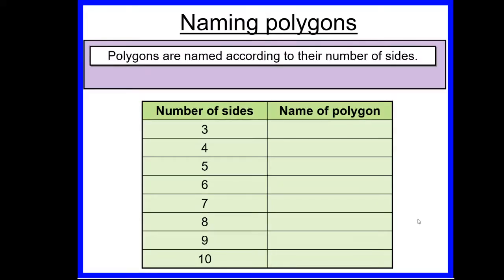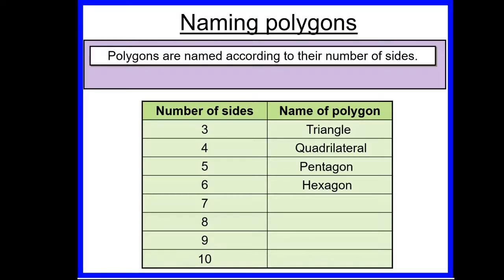We need to make sure we know the names of the different types of polygons. So they're named depending on the number of sides that they have. So a three-sided shape we call a triangle. 4 sides, quadrilateral. 5 is a pentagon. 6 is a hexagon. You might be familiar with those ones already.